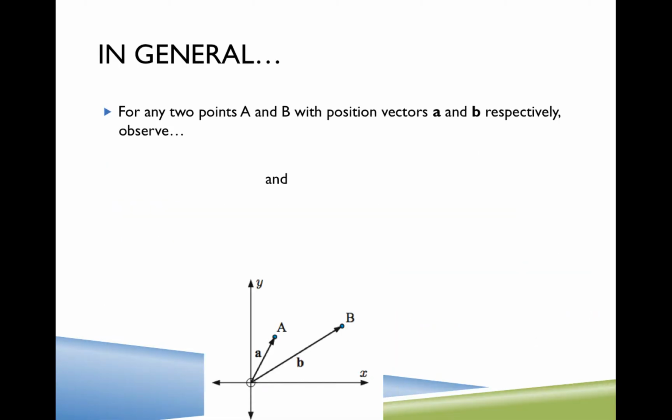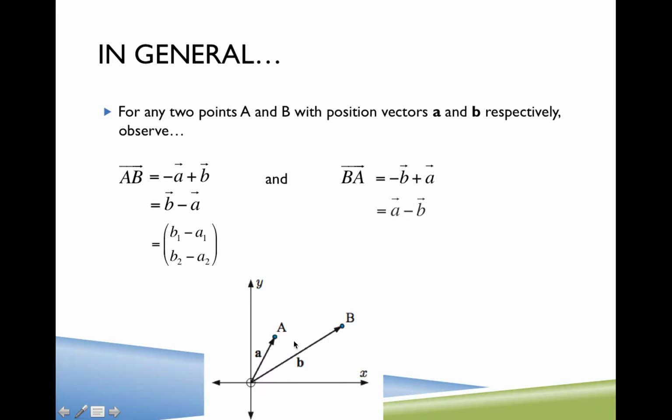In general, if I have any 2 points A and B with position vectors vector A and vector B respectively, position vectors from the origin, I can say that vector AB is negative vector A plus vector B, which is the same thing as saying it's vector B minus vector A. Using that vector subtraction in component form, I can have the following. And if I have vector BA, I'm talking about the opposite direction as vector AB, so it can be negative vector B plus vector A. And I can say that addition is just subtraction. So vector A minus vector B, and then I can use my component rule for subtraction to find that one.